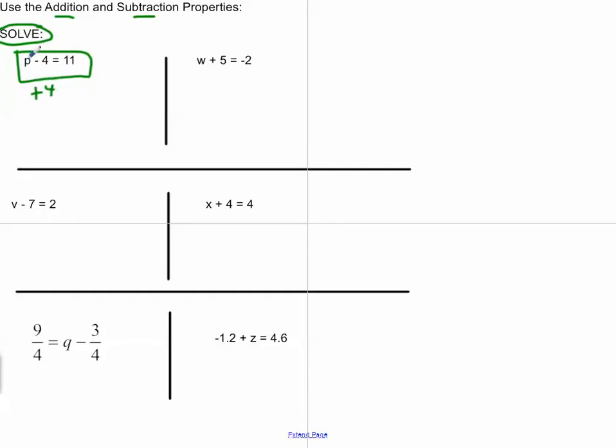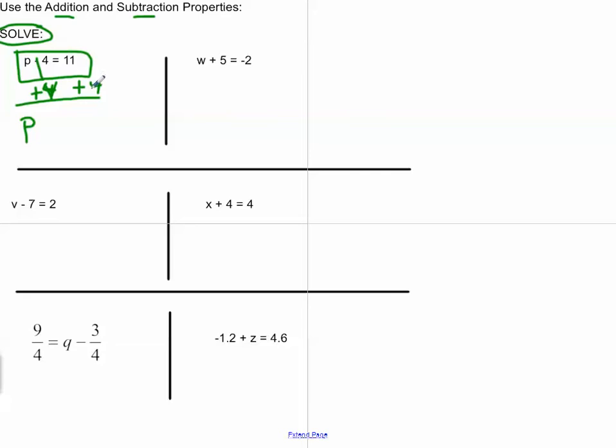If we add 4 to this side, then p minus 4 plus 4, when we add up these two parts, the minus 4 and the plus 4 cancel each other out, and we have the variable of just p on the left side. But remember, this is a property of equality. So if we're adding 4 over here, we've also got to add 4 over here to this equal sign, because we've got to keep these equal.